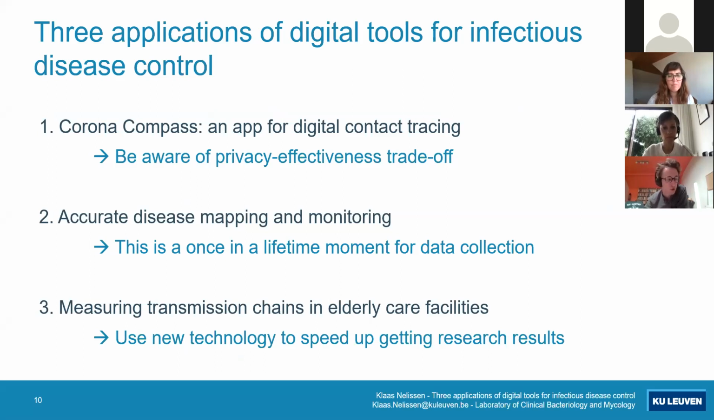The conclusion there is that we should be very aware of the trade-off that exists between privacy and effectiveness for digital tools. The second project that we're working on is trying to map the disease and monitor it quite accurately on a better level than we're doing up to now, where we realize that this is a once-in-a-lifetime moment for data collection. And the third project I presented is on measuring transmission chains in elderly care facilities, where we'll be using new technology to hopefully get some research results faster, so we can save some lives.